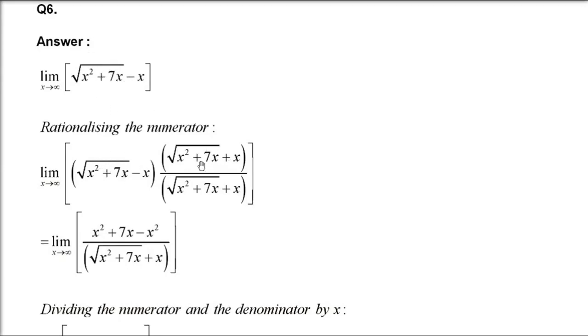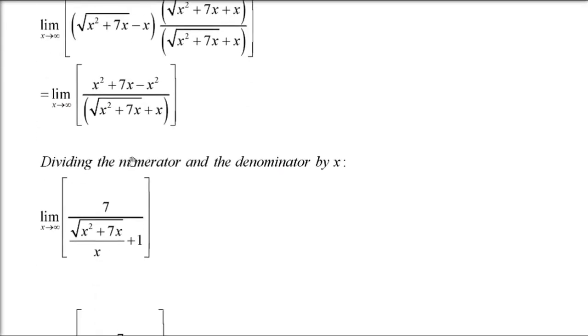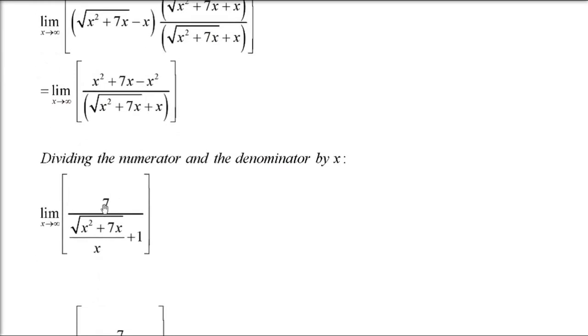So first rationalize it. Multiply numerator and denominator by the plus sign of this. So numerator will get x square plus 7x minus x square. Denominator, of course, is what we got in the previous question. So this x square gets cancelled. You have 7x divided by under root x square plus 7x plus x. Highest power is x. So you have to divide numerator and denominator by x, which is the highest power you have, because ultimately this x square minus x square gets cancelled.